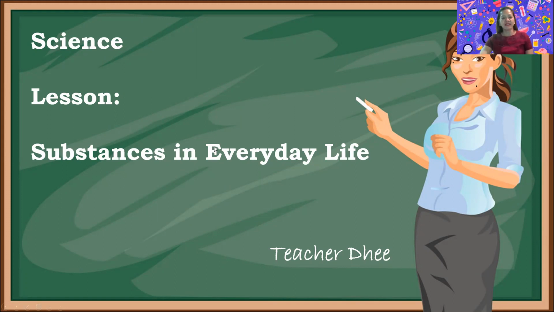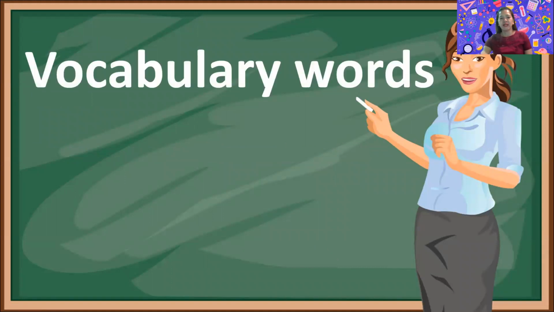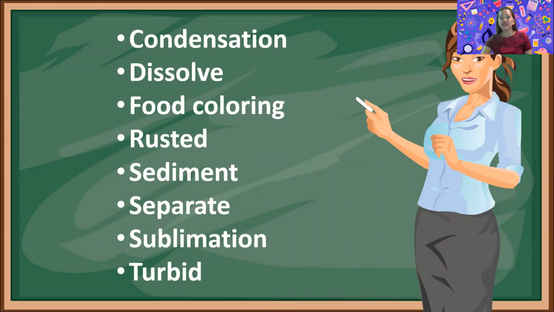Okay, so science, our lesson is substances in everyday life. We first start with the vocabulary words. Our vocabulary words are condensation, dissolve, food coloring, rusted, sediment, separate, sublimation, and turbid. So what are the meanings of those words? It seems like you're not familiar with the words. Do you think it's very hard? Let's make it very easy.